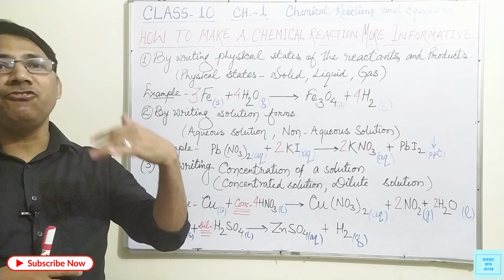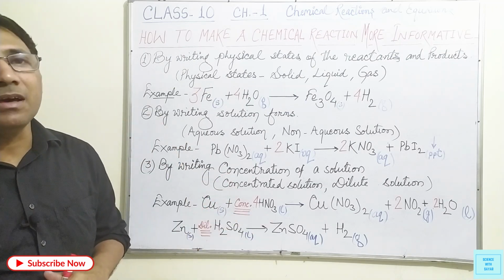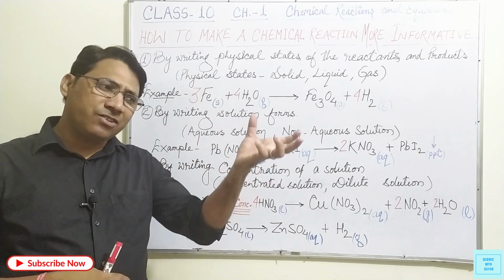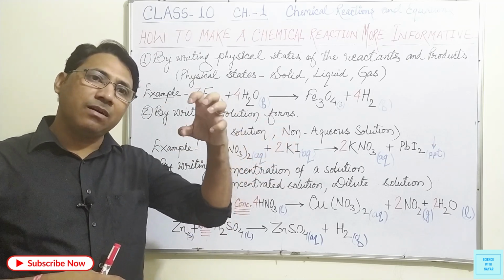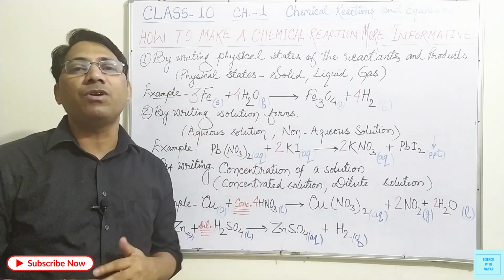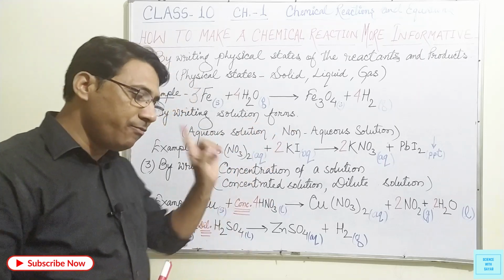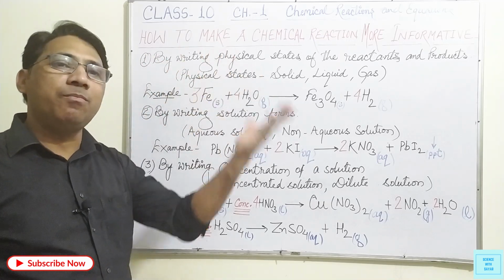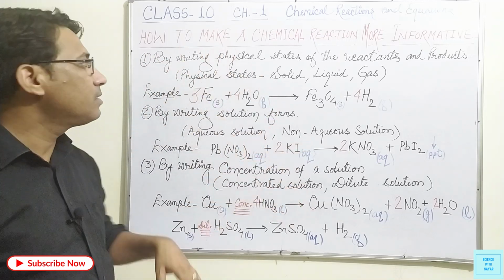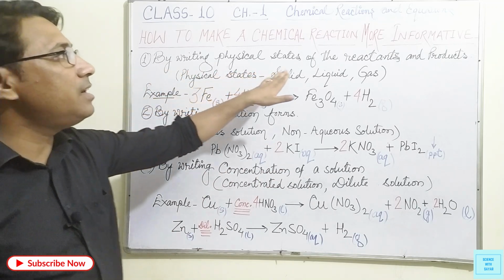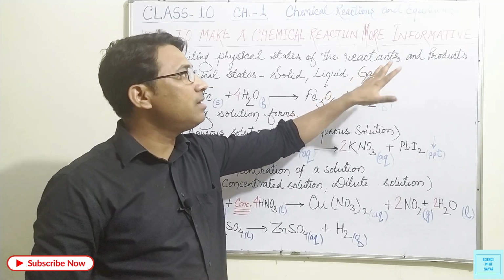shown in a chemical reaction by writing various things. We can understand various conditions and various information about a chemical reaction. So now we will study how we can make a chemical reaction more informative. First, by writing the physical states of the reactants and products.